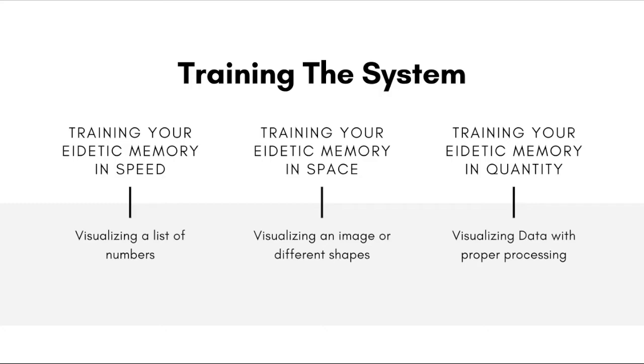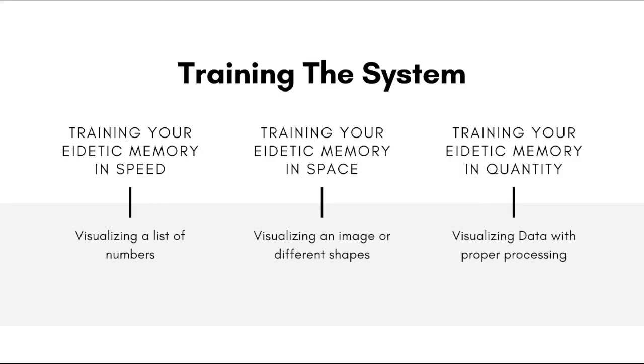Once you start developing this speed, you want to start training your eidetic memory in space. You want to visualize an image or different shapes that you see in front of you. So you follow the same scenario. You pick an image, a landscape photo, a cartoon or an animation, and you glimpse at it for a second, then close your eyes and try to remember as much detail as possible.